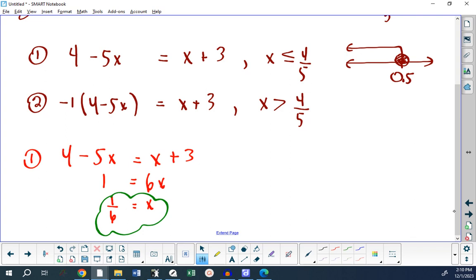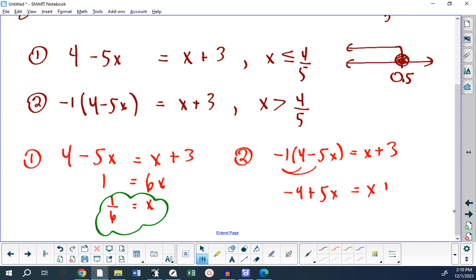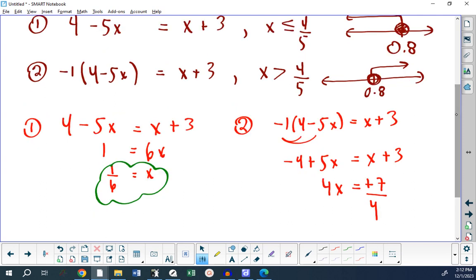When you solve equation 2, you expand this out, you get negative 4 plus 5x equals x plus 3. Yeah, 4x equals 7. So x equals 7/4. Oh, okay, is 7/4 greater than 0.8? Yep. So this is a solution as well.